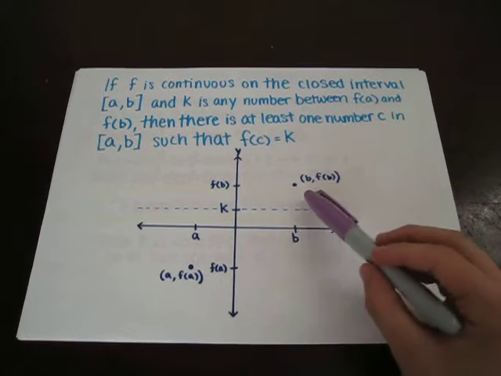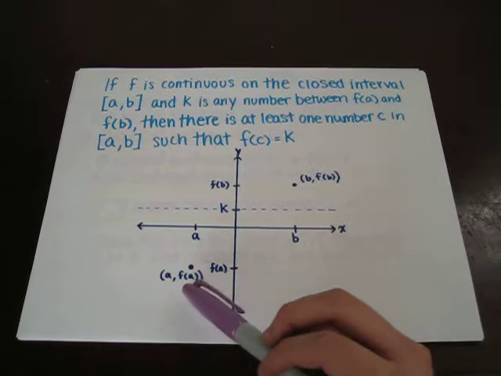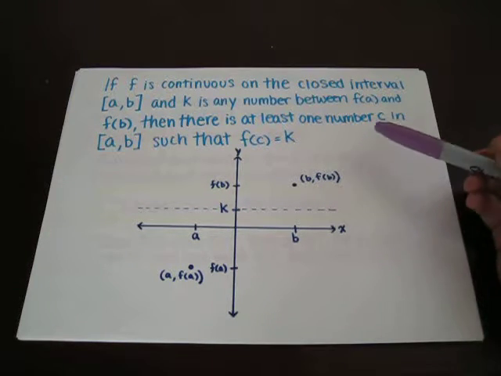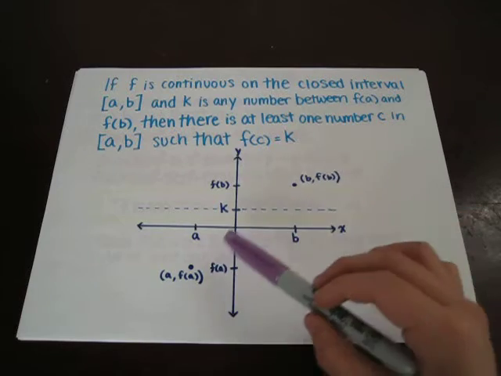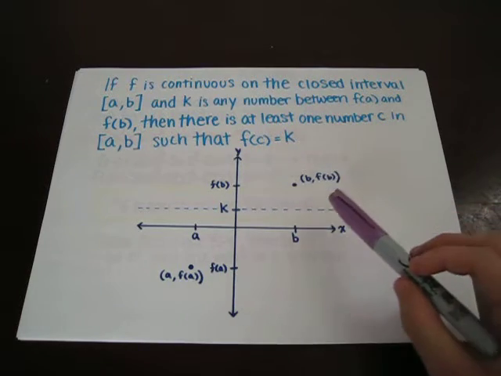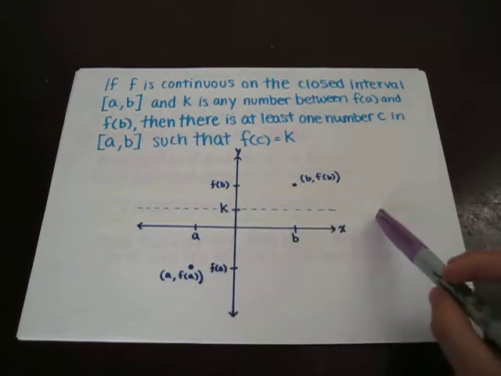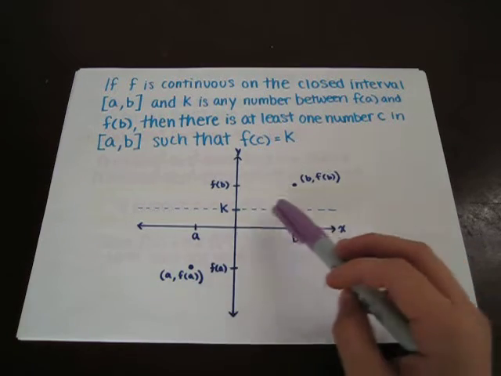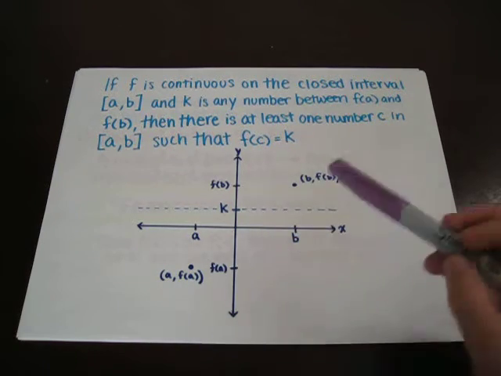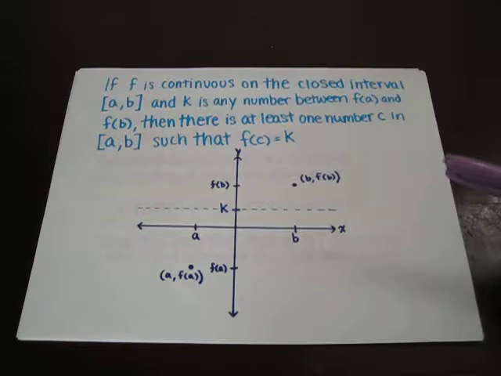So I drew 2 points and I just labeled them a, f of a and b, f of b. And if you were to connect these with a continuous function, you would have to cross k at some point. This is an imaginary line and you would have to cross it at some point, which is what the intermediate value theorem is stating.